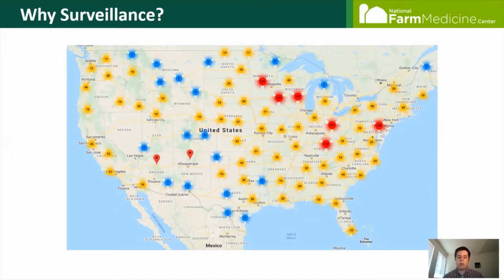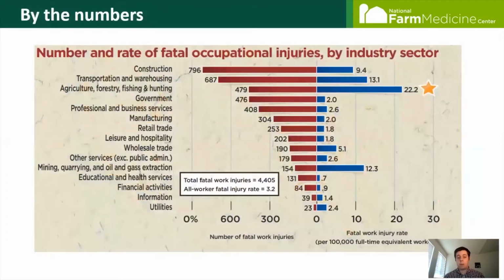So we want to get as much information on these injuries as we can so that we can better tailor our prevention efforts to stopping these injuries from happening in the future. And unfortunately, agriculture is a very dangerous occupation. When you consider agriculture, forestry, fishing, and hunting, it is the third most dangerous occupation after construction and transportation and warehousing in pure number of fatal work injuries.